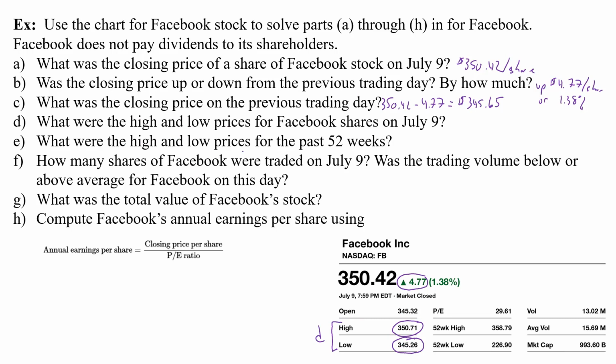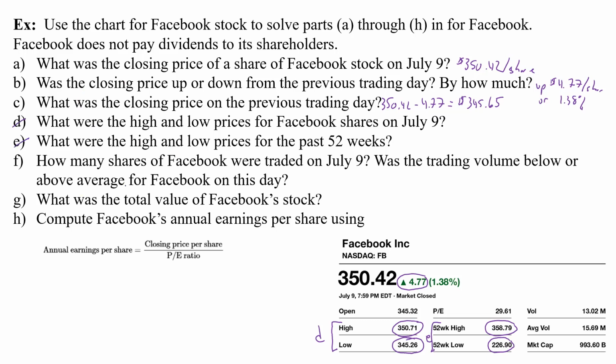All right, what were the high and low prices for the past 52 weeks? Well, guess what? That's going to be here, so that's going to be E. The high price for the last 52 weeks is $358.79 per share. The low was $226.90 per share. So that's going to be our high and our low. We've got those two. We just kind of circled them down below.